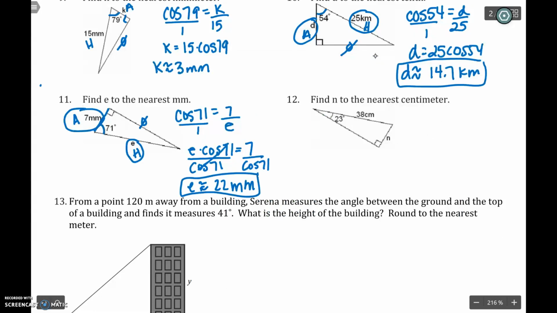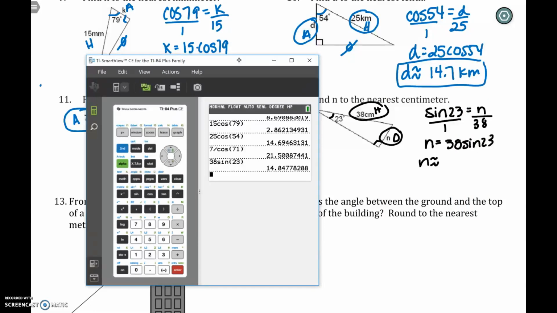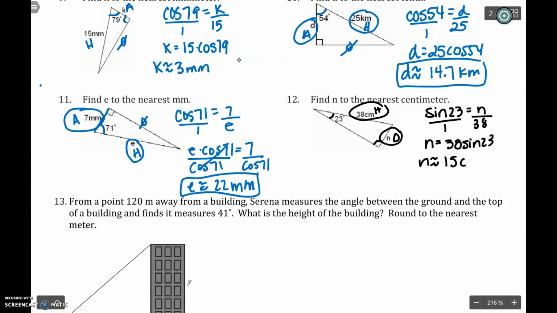For number 12, 23 is our angle. Across from it is n, that's your opposite. Across from the 90 is your hypotenuse. Since it's opposite and hypotenuse, that's sine. So sine of 23 is equal to the opposite, which is n, over the hypotenuse, which is 38. Cross multiply. 1 times n is n. 38 times sine 23. N is alone, so you can type it right in. 38 sine 23 is 14.84-ish, which to the nearest centimeter would be about 15 centimeters.